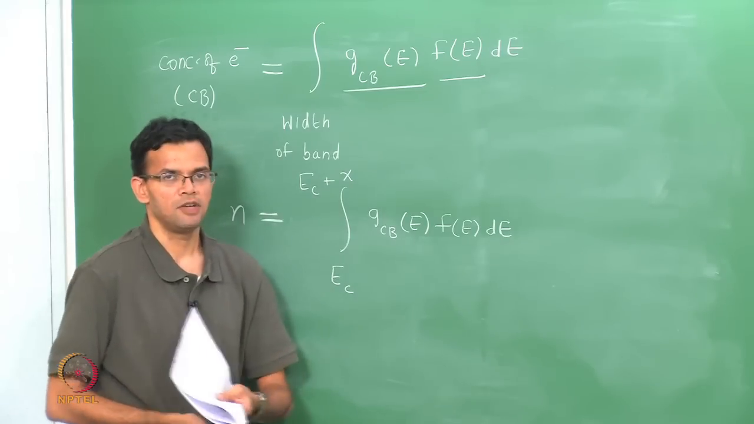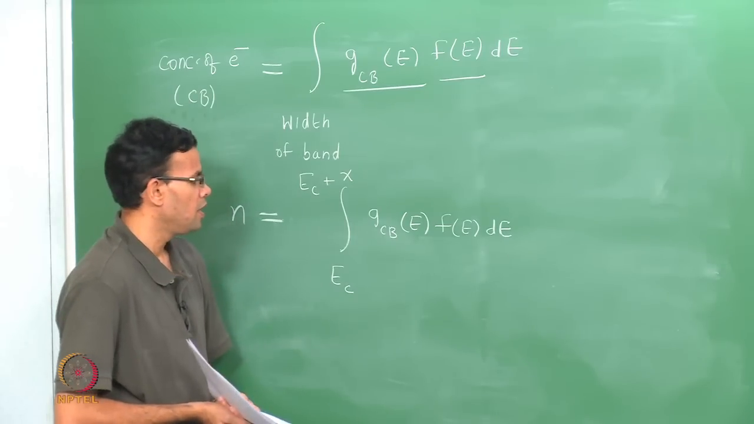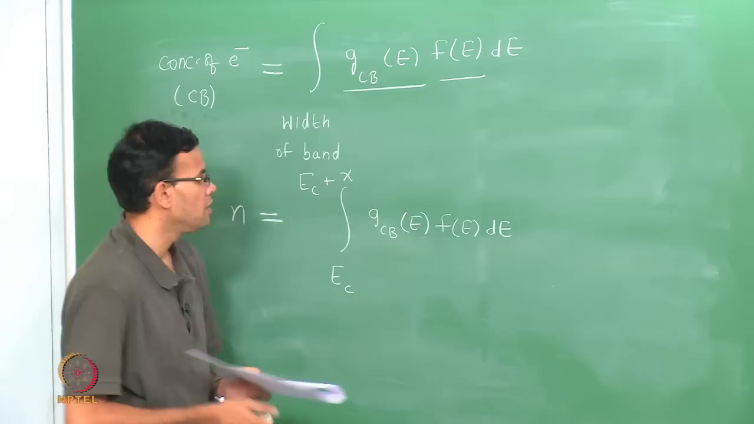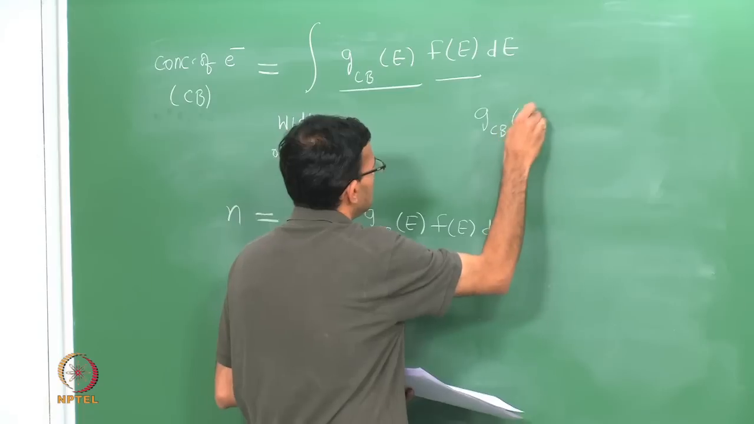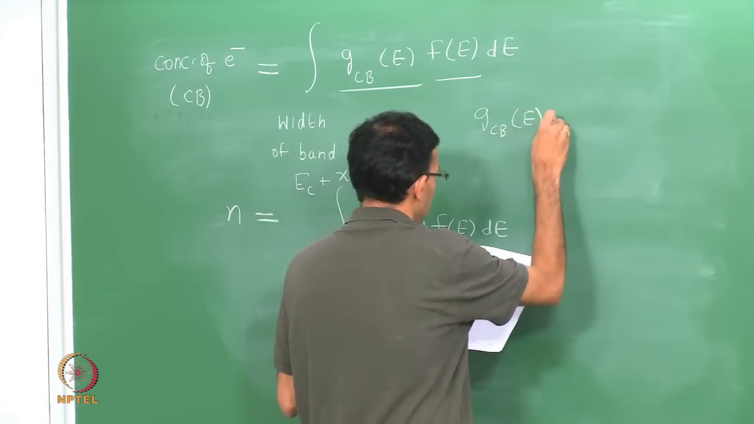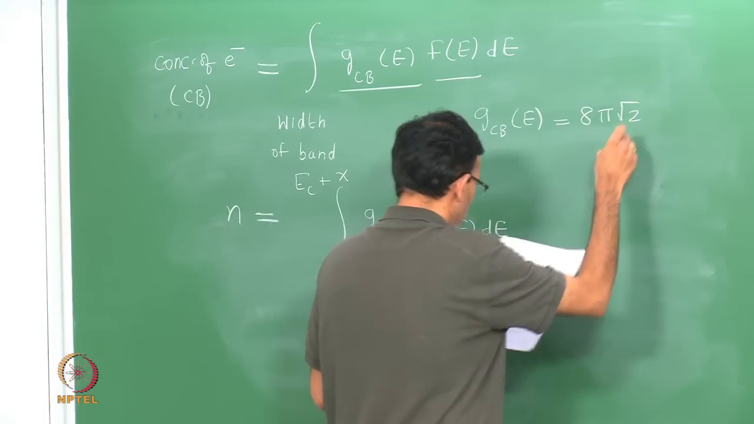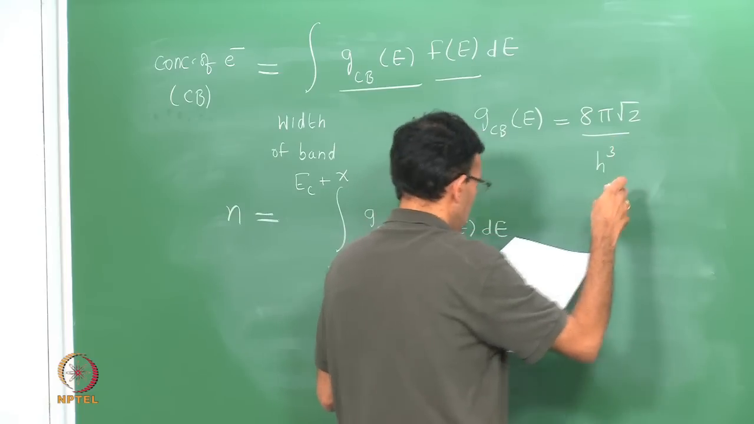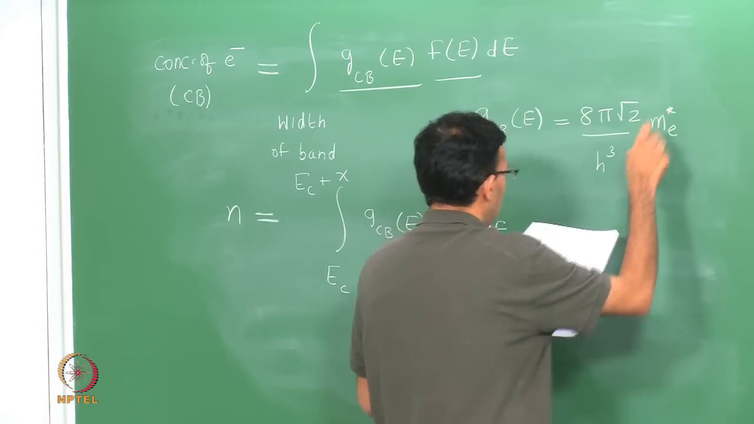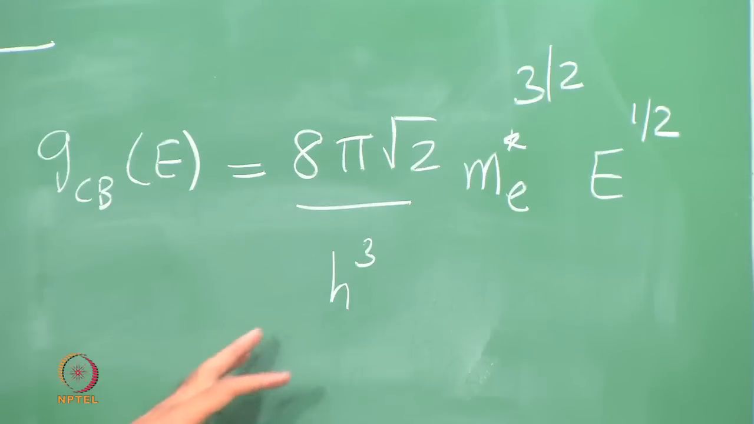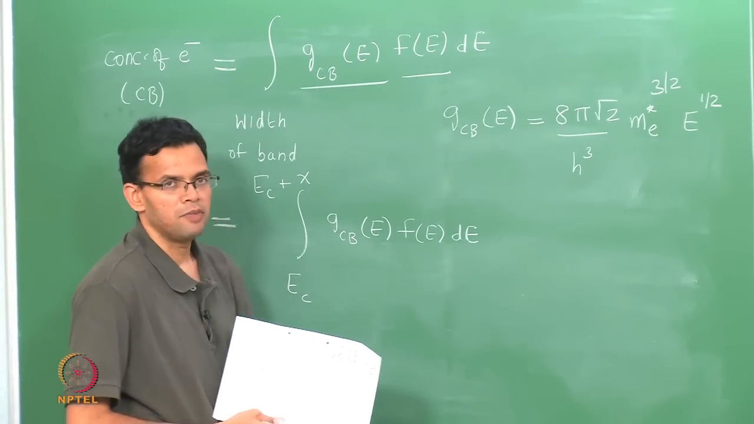Now, we want to calculate the density of states. Silicon is a real crystal, but we can make use of the assumption of a solid with a uniform potential, which we did earlier. For a solid with a uniform potential, the density of states is given by 8 pi square root of 2 over h cube, m e star, which is the effective mass of the electron in the conduction band, to the power 3 over 2, times E to the half. We saw this expression earlier for a 3D solid with a uniform potential, and we will use that expression to find the density of states for electrons in the conduction band of silicon.